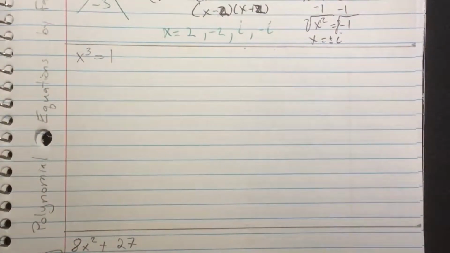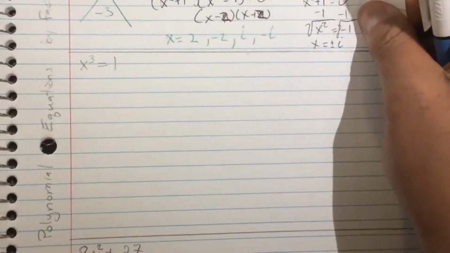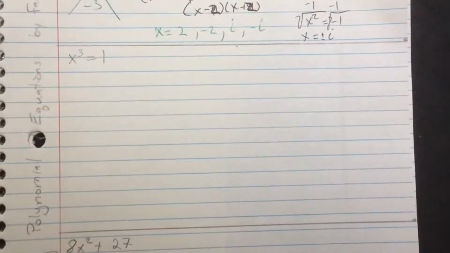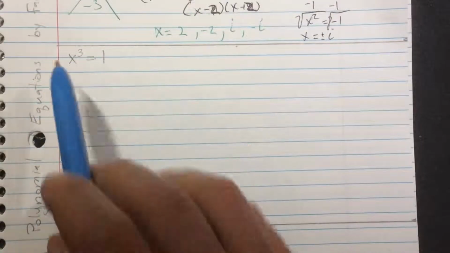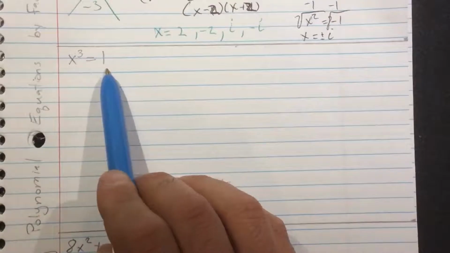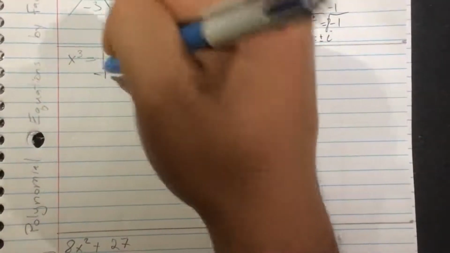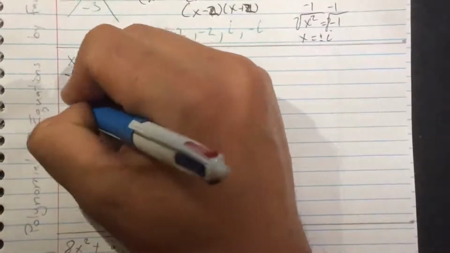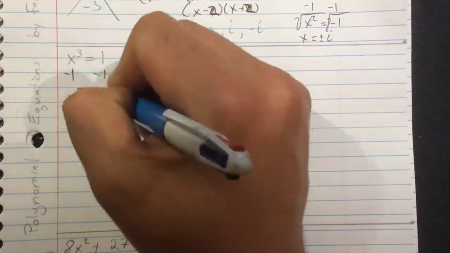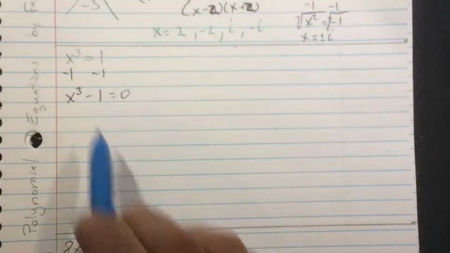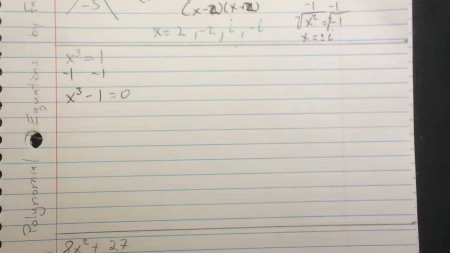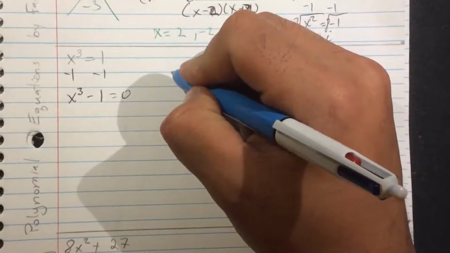This is part 2 of foldable number 2. For this one we have x cubed is equal to 1. First things first, we're going to try to get everything equal to 0. So we're going to subtract 1 from both sides, leaving us with x cubed minus 1 is equal to 0. Now, if you remember from the Cornell notes and the previous stuff, this is actually going to be a difference of two cubes.